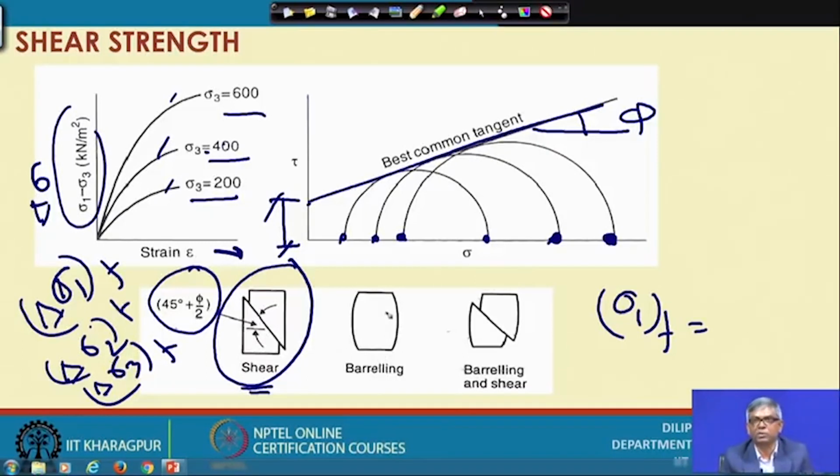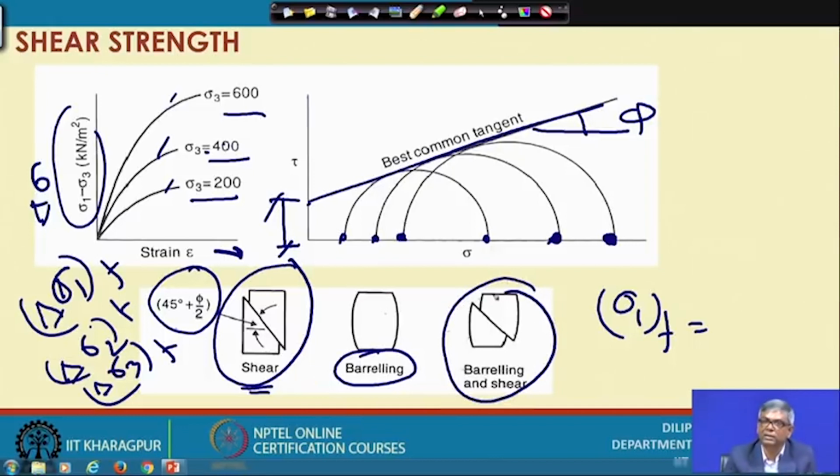This is one type of failure, when it fails by shear. Otherwise, sometimes if it is soft soil, then instead of showing a prominent failure plane, it may continuously bulge, and that is called barreling. If it is excessively deformed, then after a certain stage we can stop the test, considering that as failure because of excessive deformation. Sometimes it is a combination of these two, barreling and shearing failure. It shows a definite shear plane, and at the same time bulging also occurs. So, this is barreling and shear, and this is pure shear. These are the different types of failure we observe during the triaxial test.